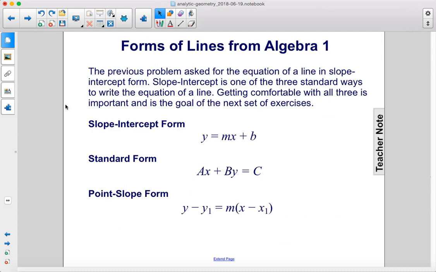Forms of lines from Algebra 1. The previous problem asked for the equation of a line in slope-intercept form. Slope-intercept is one of the 3 standard ways to write the equation of a line. Getting comfortable with all 3 is important and is the goal of the next set of exercises. Slope-intercept form is y equals mx plus b, standard form is ax plus by equals c, and point slope form is y minus y1 equals m times x minus x1.